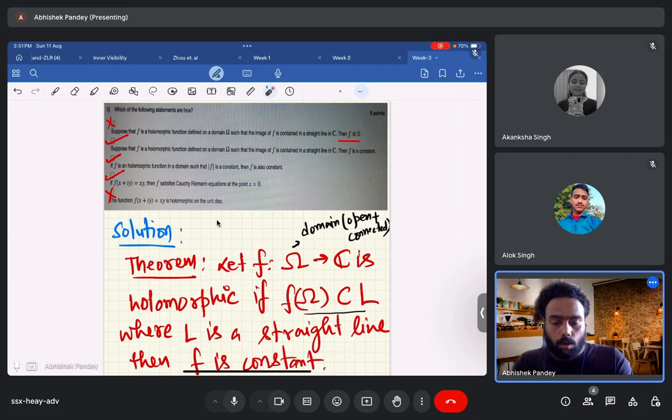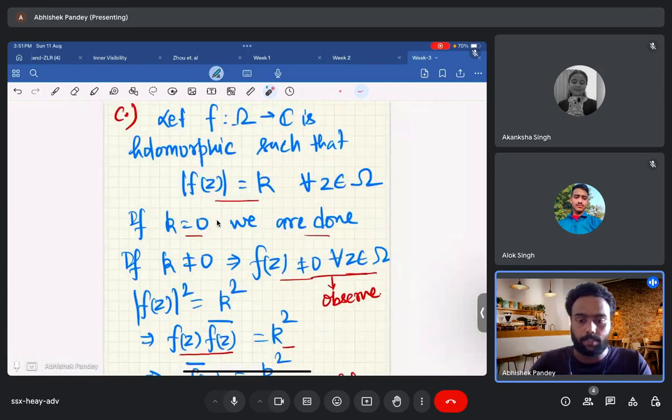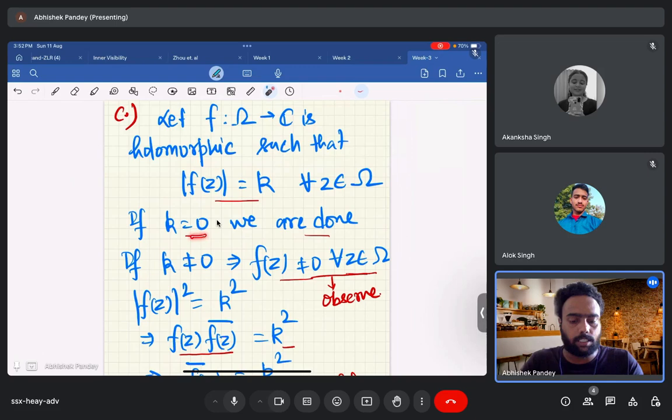Now third option: if f is a holomorphic function in a domain such that mod f is constant, then f is also constant. Let's see this one. So let f from omega to C be holomorphic such that |f(z)| = k for every z belongs to omega. If k is 0, we are done, because f will be 0, so f will be constant.